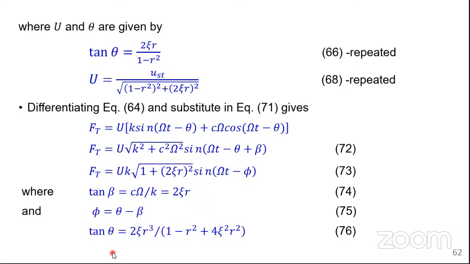Yes, that's the definition of the phase angles. Therefore, you are going to get tan theta equals as shown in this equation.